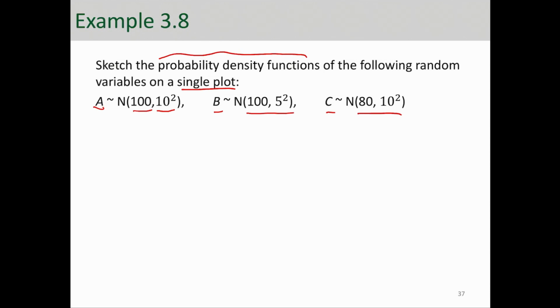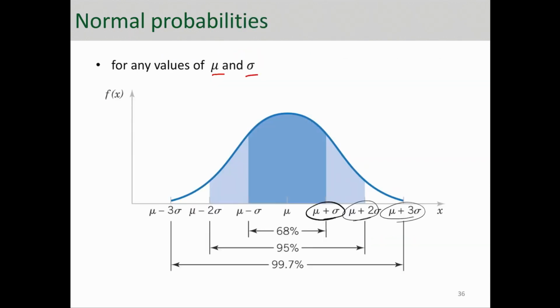Now, let's sketch these three random variables on a single plot. So I'm going to draw this horizontal line to represent the range of these random variables. Random variable A has an average of 100 and standard deviation of 10. So let's say that here is 100. And because this random variable has standard deviation of 10, if we want to draw this graph, we would have to stretch the bell curve from mu minus 3 sigma to mu plus 3 sigma, right?